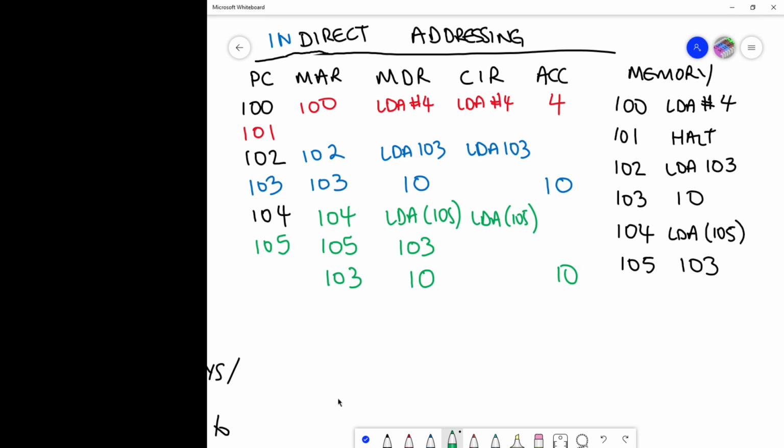Okay, so indirect, the address of an address of the data, and you can see it physically there. Let's have a go at the last one, which was the indexed addressing.